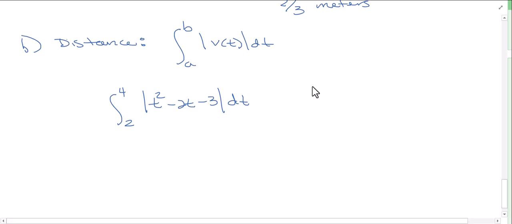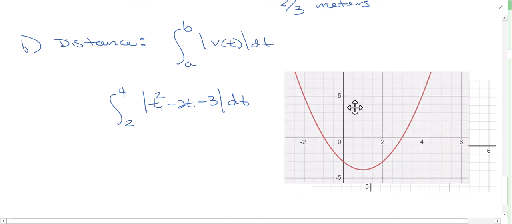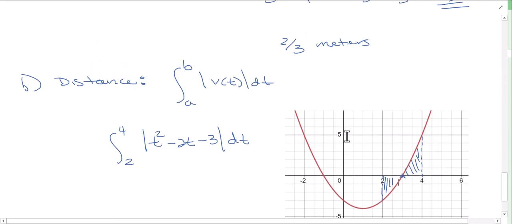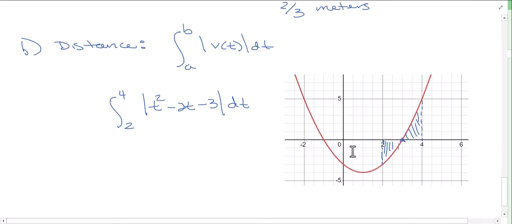So the graph of this function looks like this. It's a nice parabola. And from here, we can see why our displacement is the way that it is. We're on the interval from 2 to 4, so we're looking at the area here to 4. Notice that the area from that x-intercept at 3 to 4 is bigger than this one. So that's why we get the 2 thirds meters in displacement.